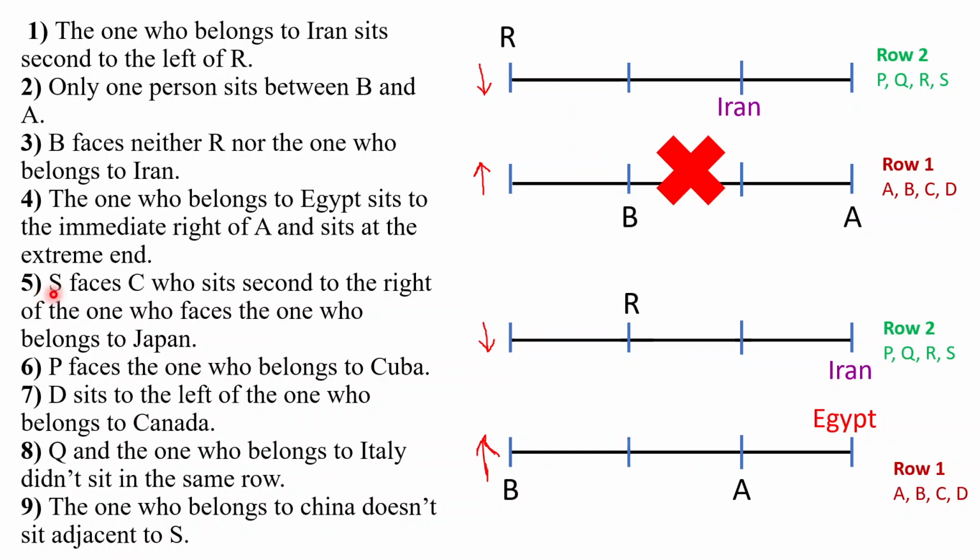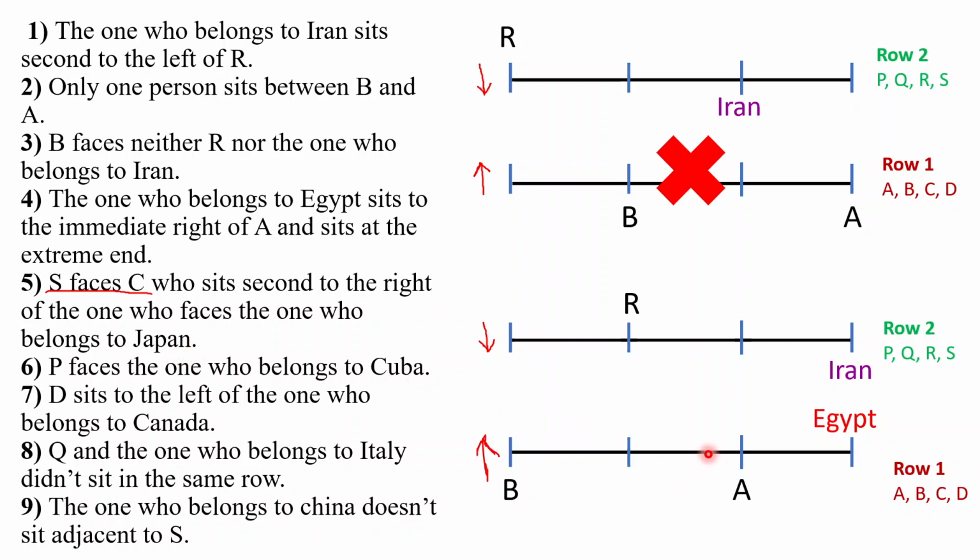Now the fifth clue is: S faces C, who sits second to the right of the one who faces the one who belongs to Japan. So we are going to split this whole sentence. First of all, S faces C. I'm going to underline this. Now it is given that C sits second to the right of the one who faces the one who belongs to Japan. So C is basically second to the right of the one who faces Japan.